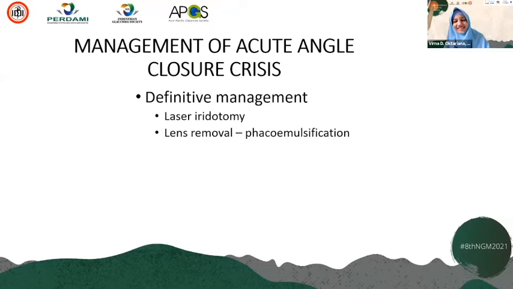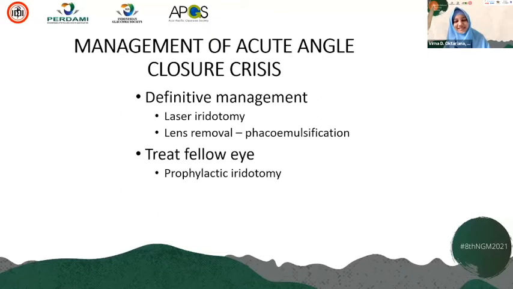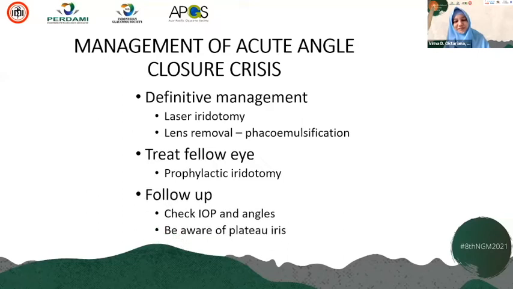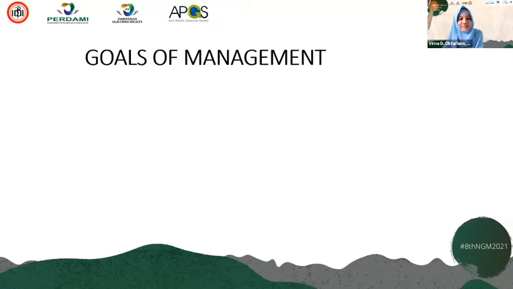And I will need to emphasize that the definitive management of acute angle closure is still laser iridotomy. And sometimes we do lens removal by phacoemulsification if the patient has significant cataract. And always remember to treat the fellow eye with a prophylactic laser iridotomy. And remember to regularly follow up these patients to check their intraocular pressure, angles, and be aware of plateau iris. And also, some of these patients will progress to chronic angle closure glaucoma.